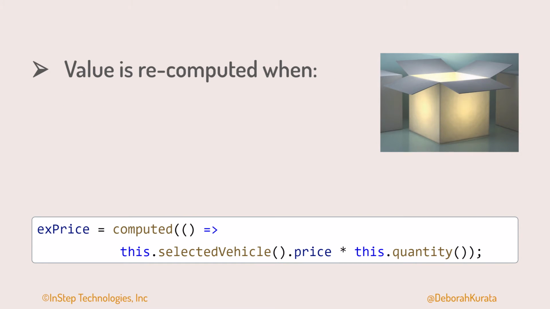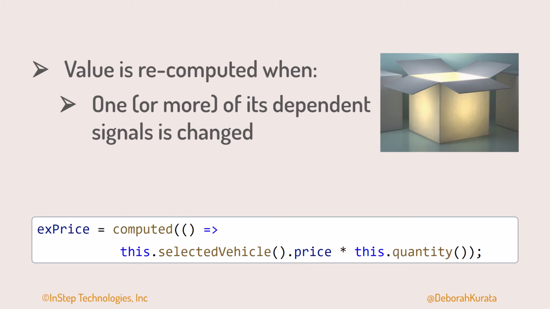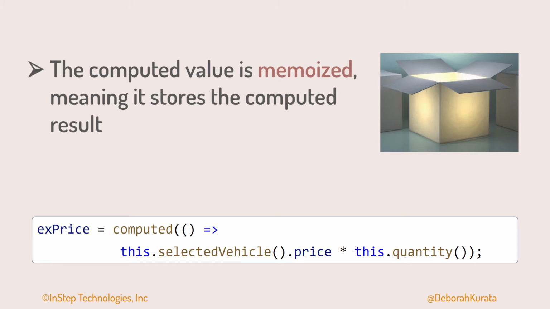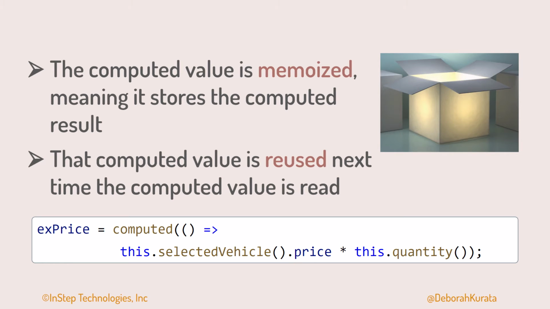The computed value is recomputed when one or more of its dependent signals are changed, and the value is read. The computed value is memoized, meaning it stores the computed result. That computed value is reused next time the computed value is read. For example, say our template reads extended price in 3 places in the template. The computed value is only calculated once. It reuses that stored value for the other 2 times it's read.